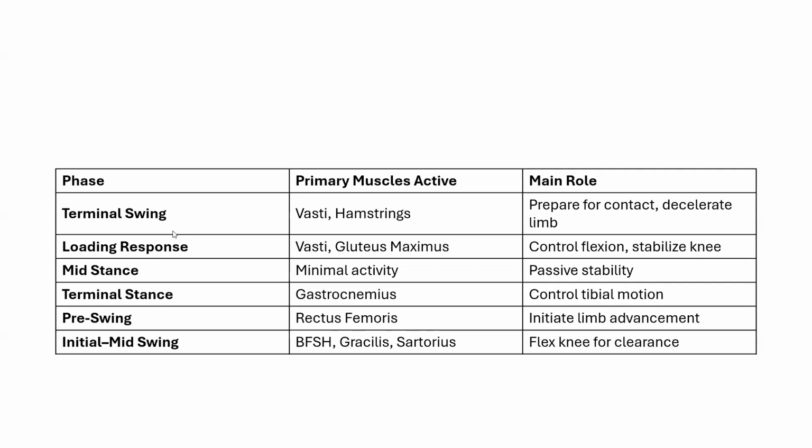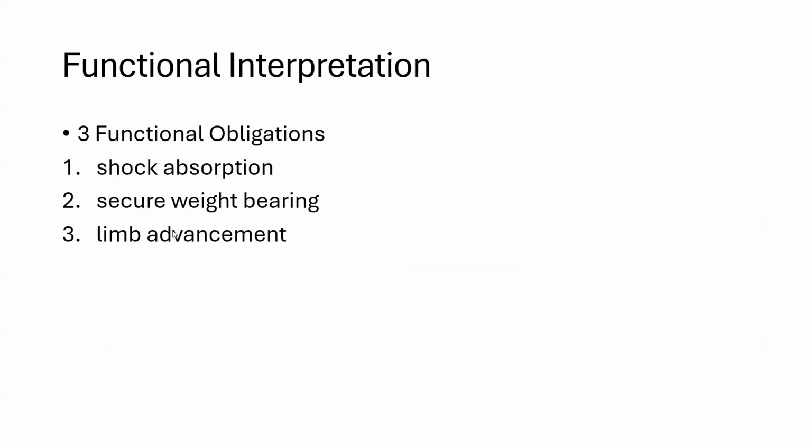So coming to functional interpretation, the knee has three functional obligations during walking. Two occur during stance, which are shock absorption as the limb is loaded, and extensor stability for secure weight bearing. And in swing, the knee must rapidly flex for limb advancement. The relationship between the motion and the muscle actions relates to these demands.